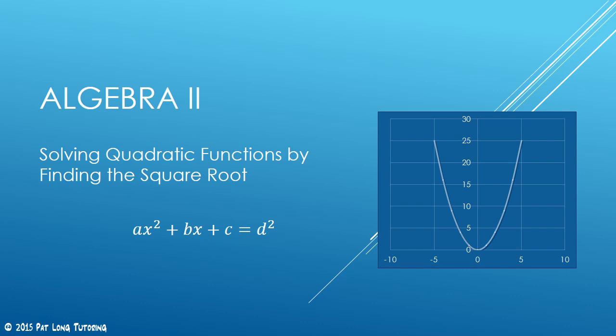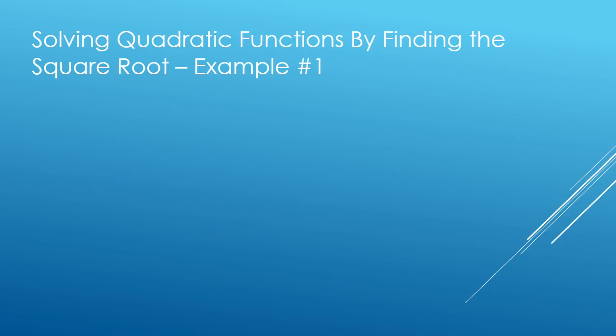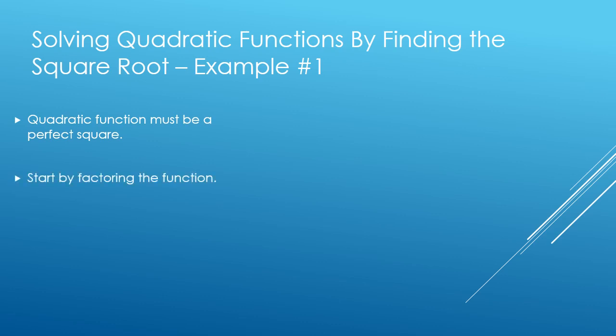On solving quadratic functions by finding the square root. Let's dive on in. There's a few important steps that we need to know in order to solve using this method. First, for today, we'll only be working with quadratic functions which are a perfect square. We'll start by factoring the function, then we'll find the square root of both sides, and then we'll solve for x. So in this example, we will be using x squared plus 2x plus 1 equals 9.